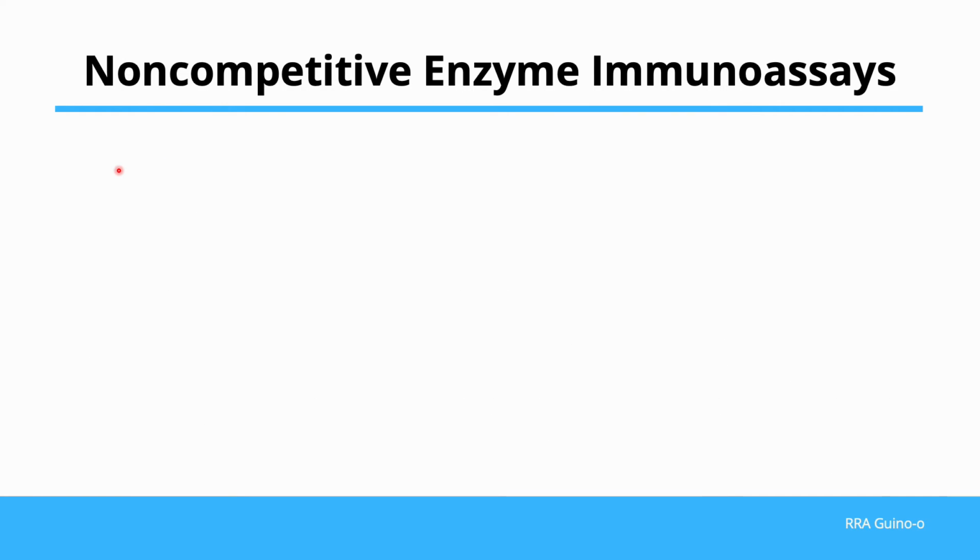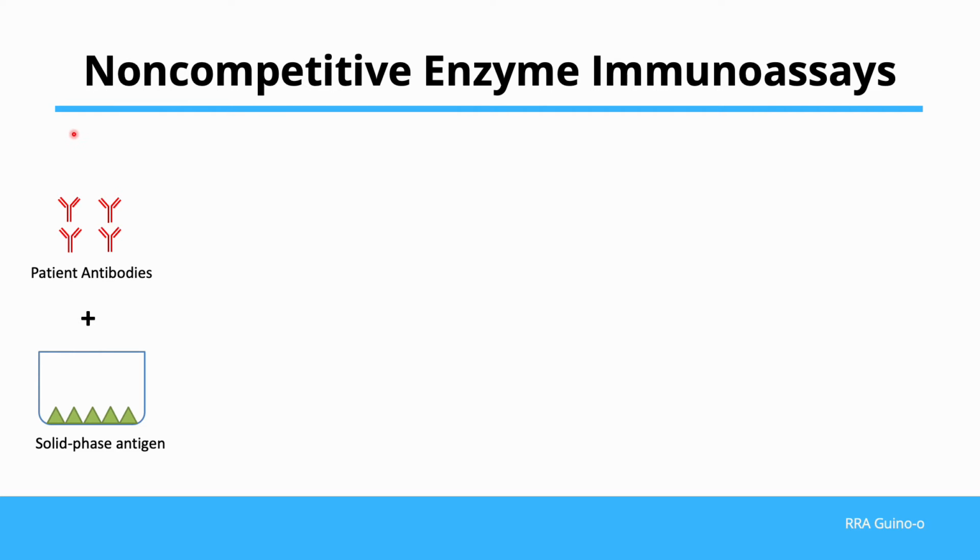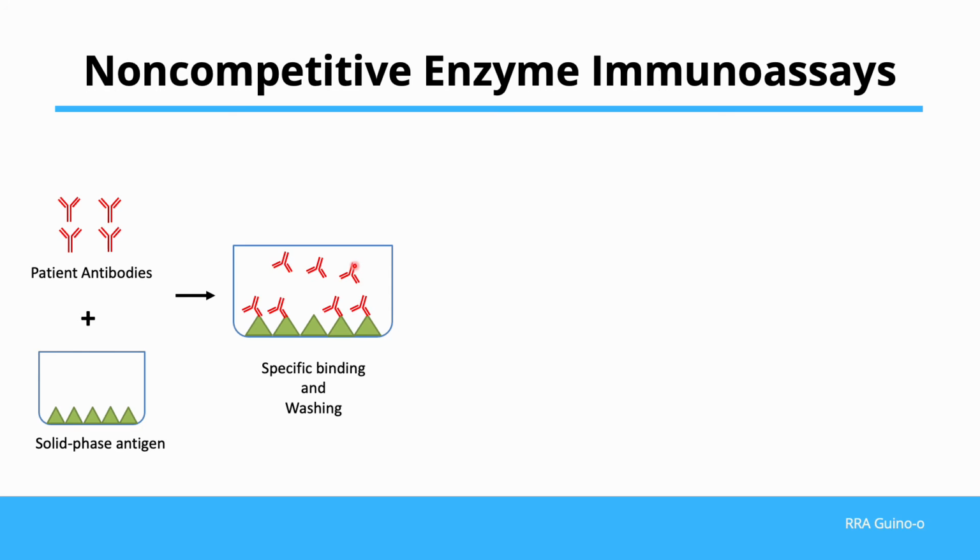In this figure, you can see the principle of how the non-competitive enzyme immunoassay works. First, we have our patient antibodies, and we add them to our solid phase. Here, the solid phase contains our capture antigen. So we add our antibodies, and they attach to their specific antigen. Now, since this is a non-competitive enzyme immunoassay, there is an abundant amount of capture antigens.